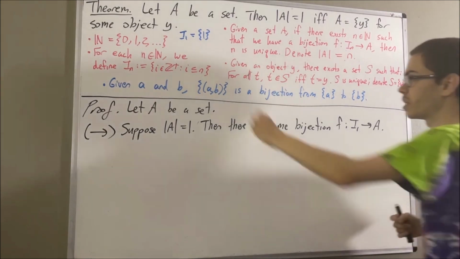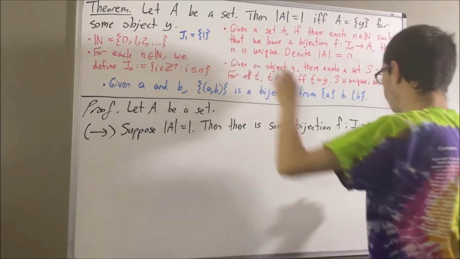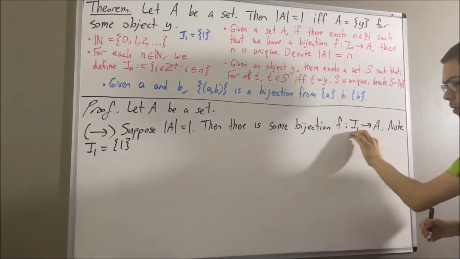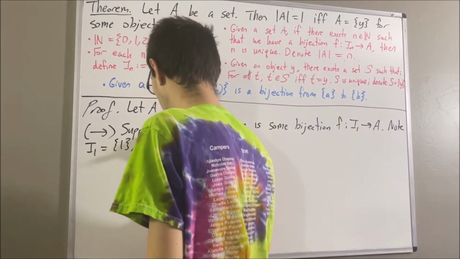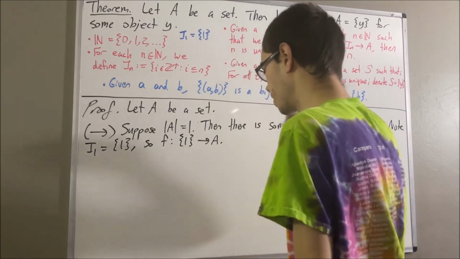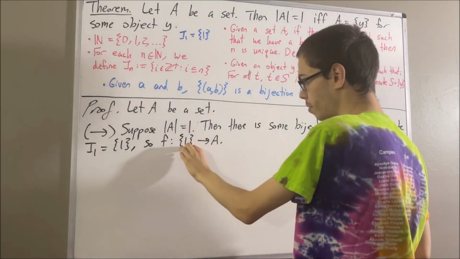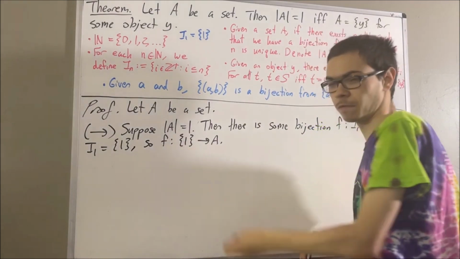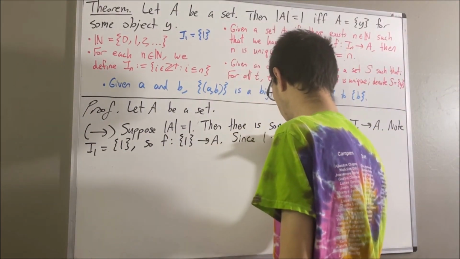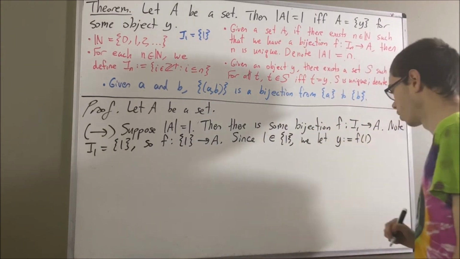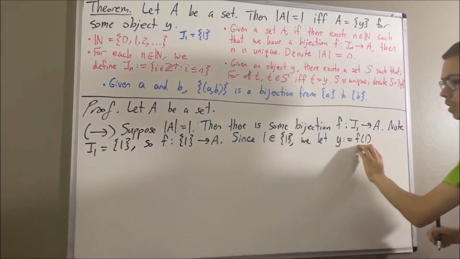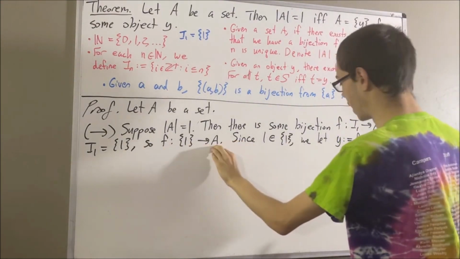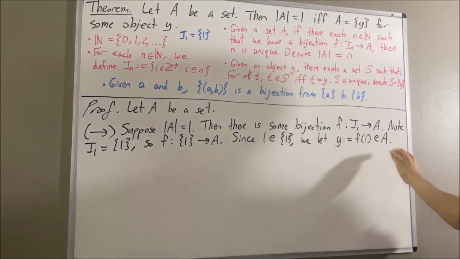Now, we know that I1 is equal to the singleton set of 1. So we can replace the I1 here with the singleton set of 1. Now, since 1 is an element of the singleton set of 1, it follows that F has a functional value at 1. I'm going to call that functional value y. And since f of 1 is an output value of the function f, f of 1 must be an element of A. So y is an element of A.